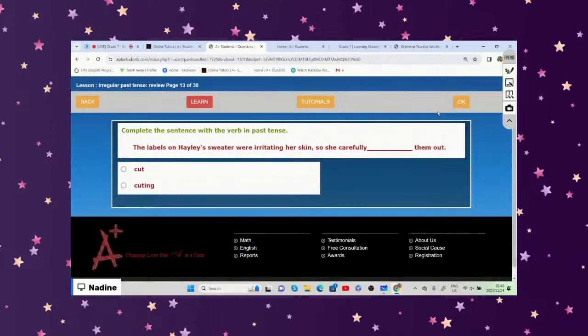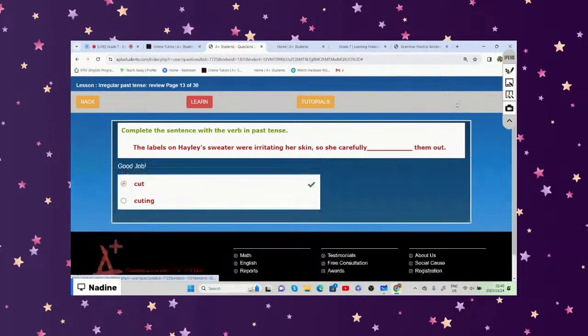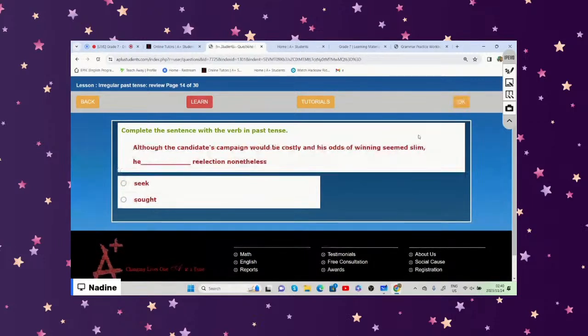And then the labels on Haley's sweater were irritating her skin. So she carefully, is it cut them out or cutting them out? So she carefully cut them out. It's cut and cut. Right?